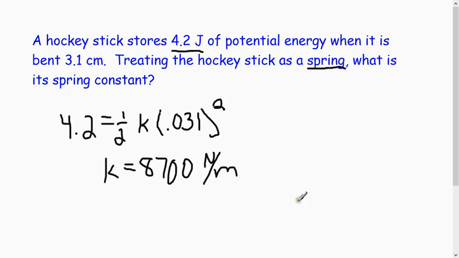So remember, we have two equations that we can use when we're dealing with springs. Force equals k times x, or potential energy equals 1/2 kx squared. Remember, the x in both cases is the change in distance, the change in the length of the spring because of the force from its equilibrium position.